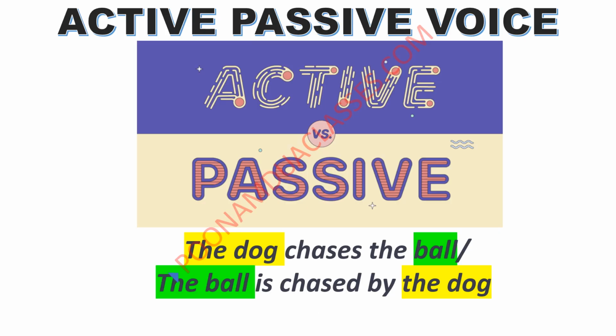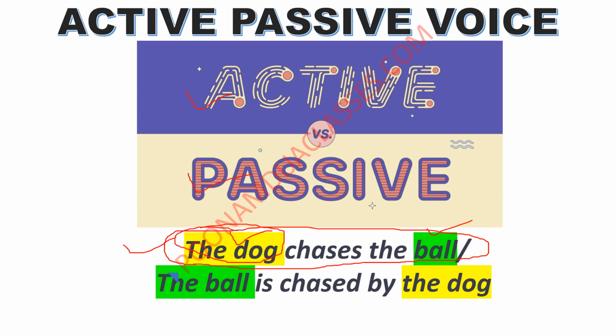Let us understand first what is active, what is passive. This is a sentence frame. The dog chases the ball. What is more important, the dog or the ball? The dog, of course. Dog is the subject here. The dog chases the ball. This is called active voice, जिसमें subject ज़्यादा important है. And if we try to give more prominence to the object, the ball, then it becomes a passive sentence.